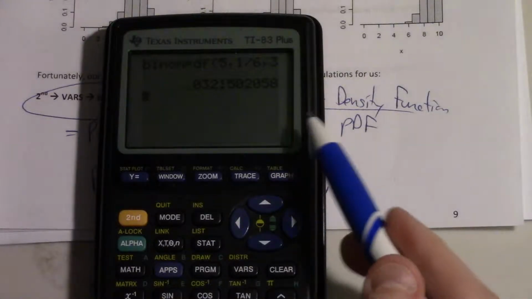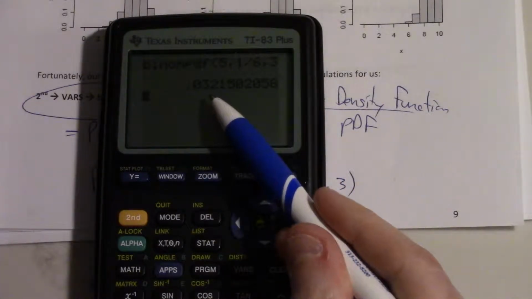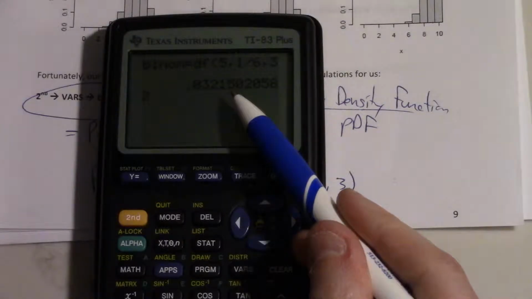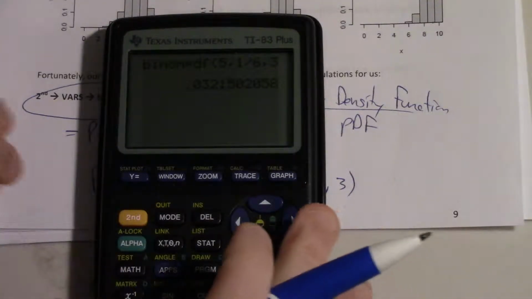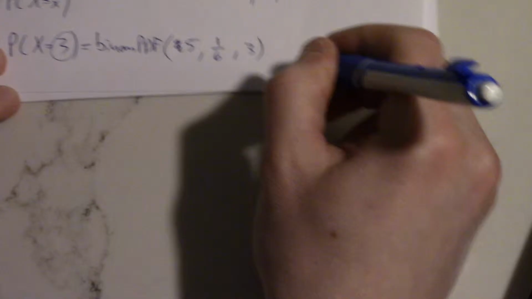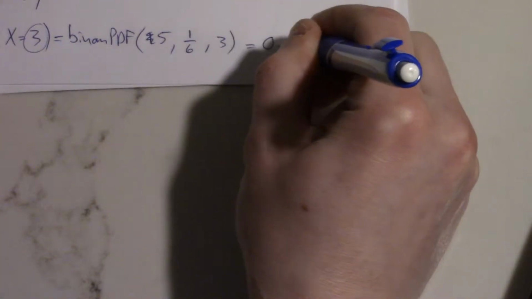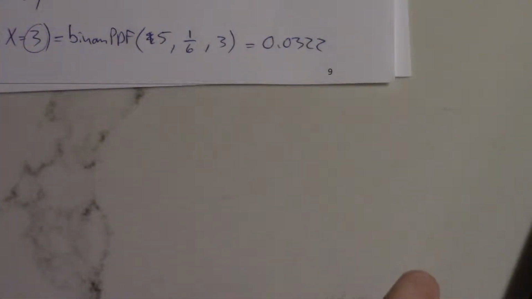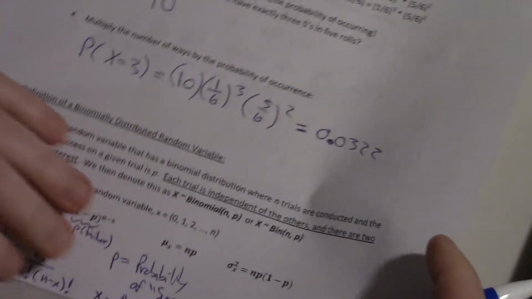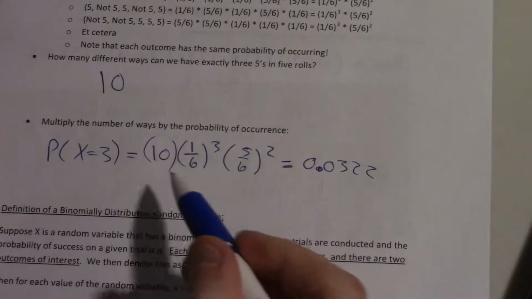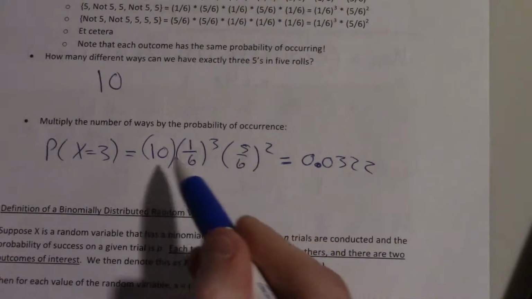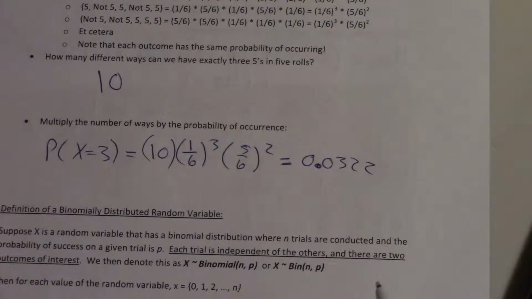Press enter. So there you go. 0.0322 if we go to 4 spots. Okay. And if we had done the algebra or the arithmetic on the previous page the long way, using the formula by hand, we get the same answer.